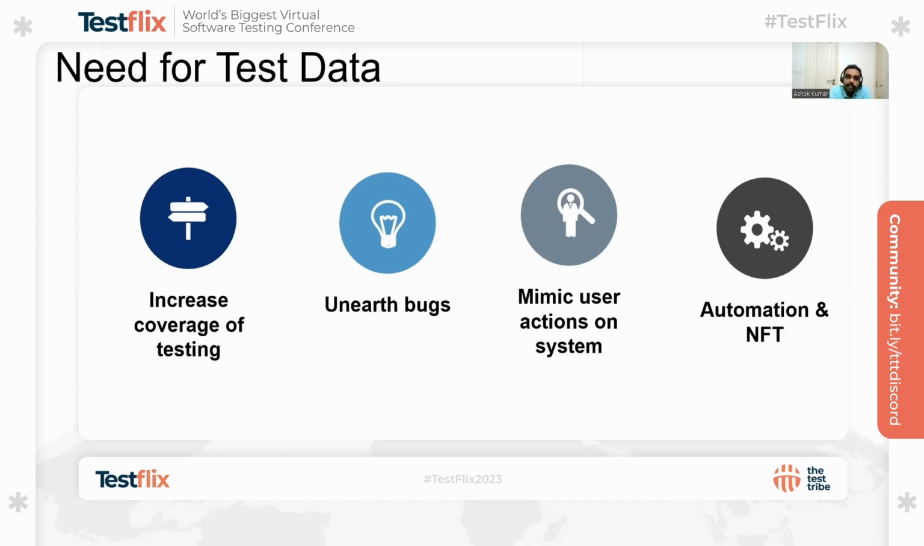The other need for test data is to mimic the actions of the end user or the customer on the application. So any software system typically has an end user interacting with it, and the end user interacts with the software system via the test data. So basically, the test data helps mimic the end user's actions on the software application.